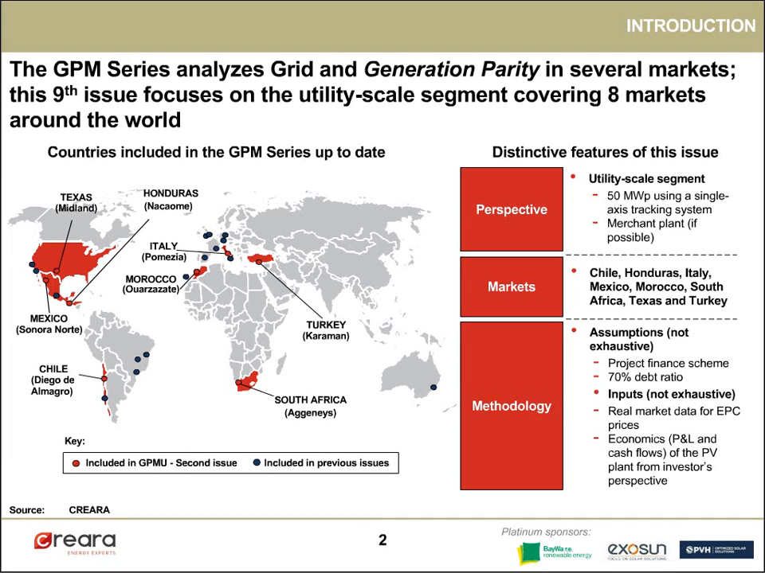On the left side, you can see a map of all the countries that have been covered at some point in one of the GPM issues. The ones marked in red are the ones that I just mentioned for this issue. You can see there which location within the country we've chosen for the analysis, and the blue dots represent those countries and those locations that have been covered in previous issues.